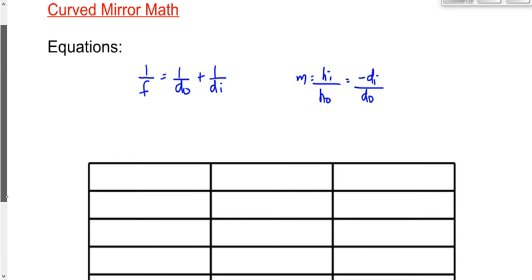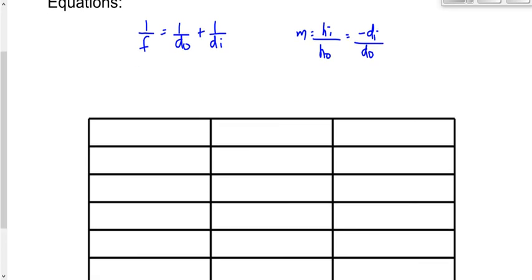Now, as I scroll down and fill in the table for sign conventions, it's once again exactly the same. I'm going to fill it in just as a little bit of a review, but you know the answers to this. You know how to fill in these blanks already. If we group F, DO, and DI together, when are they positive? They are positive if they are real. Yeah, we're going to make F positive if it's a real focal point.